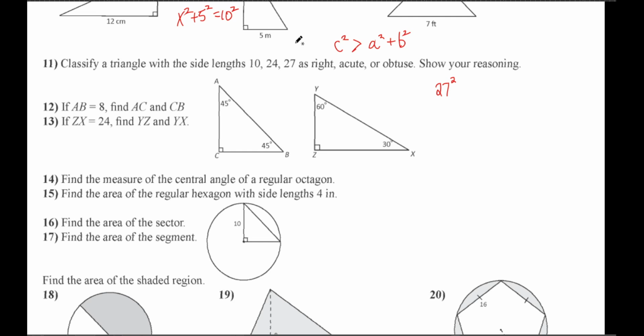That's what you do. So what is the c, though? The c has to be the longest one. And I always put it in order, smallest to largest, but this is the c. It doesn't matter what order you put the a and the b in, but this always has to be the c. So what you're doing is taking that and comparing it to this. If this is bigger, then it's obtuse. If this is smaller than this, it's acute. If it's equal, it's right. That's how you do it.